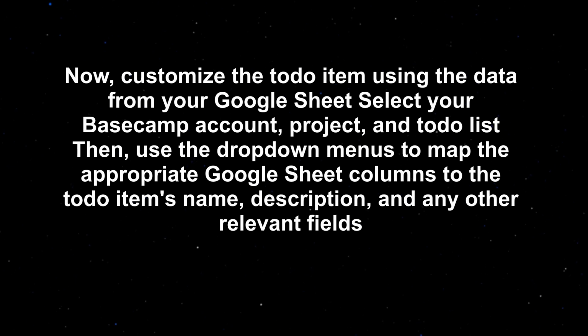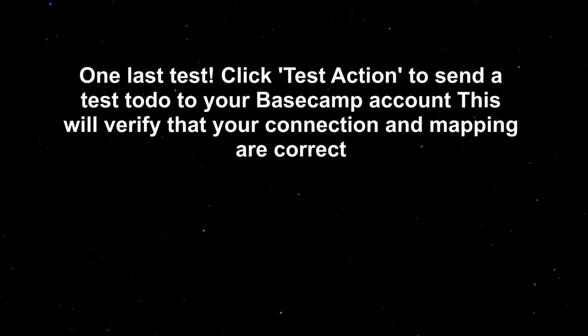Then, use the drop-down menus to map the appropriate Google Sheet columns to the to-do item's name, description, and any other relevant fields. One last test. Click Test Action to send a test to-do to your Basecamp account. This will verify that your connection and mapping are correct.